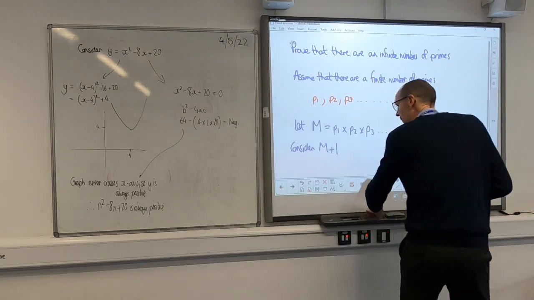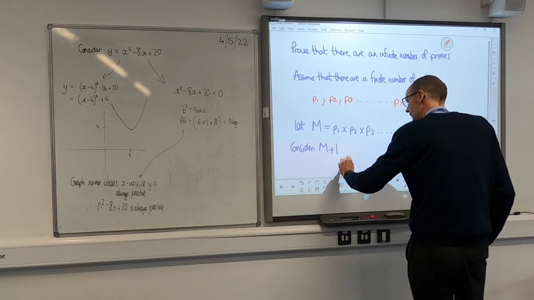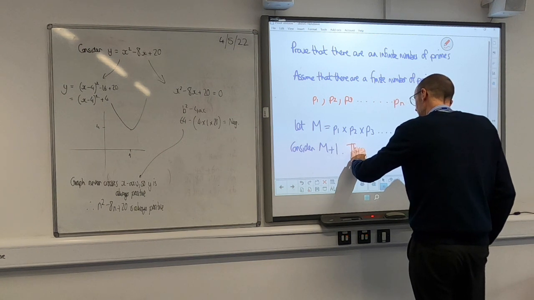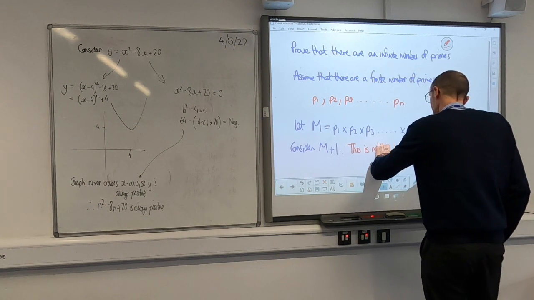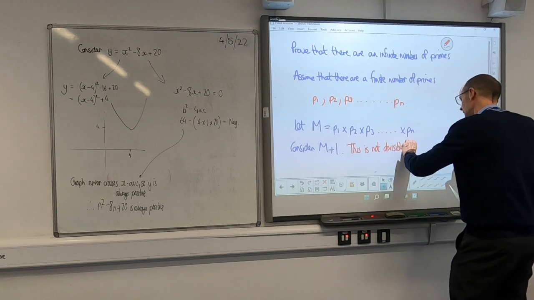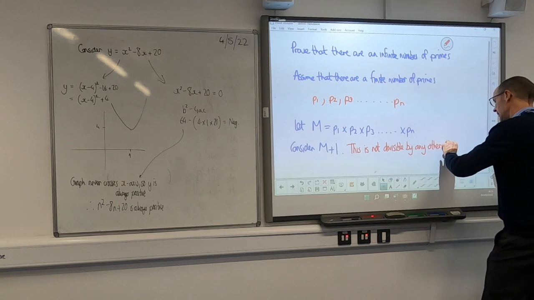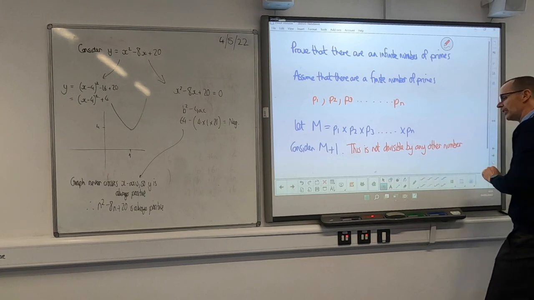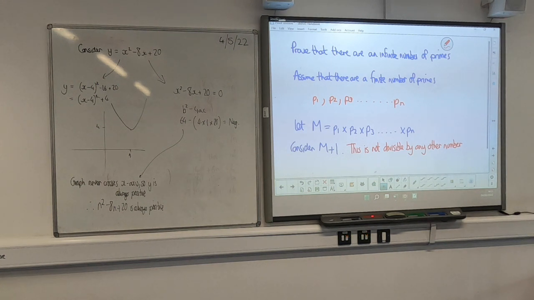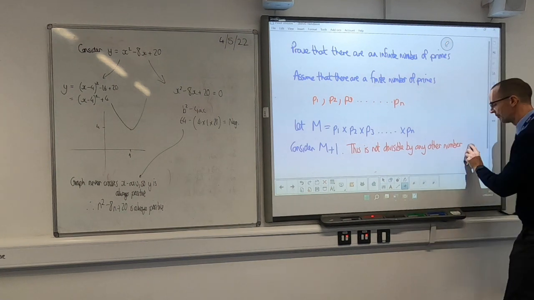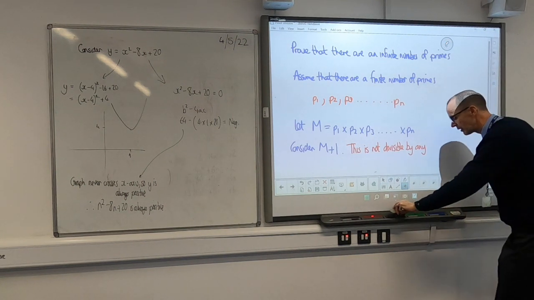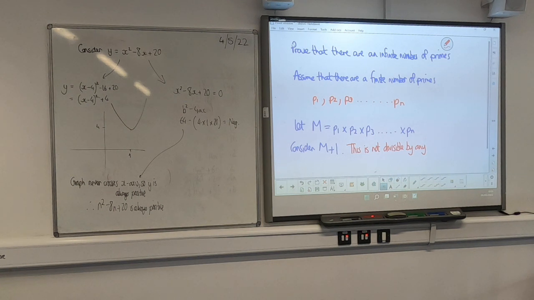But n plus 1 is not divisible by any other number. We've just shown that, apart from 1 and itself. Why can't it be divisible by a number that's not a prime number? Because you've added 1. Go on, give me an example. I don't know, because it's probably in the billions, but if you add 1, it could now be divisible by like 8 or.